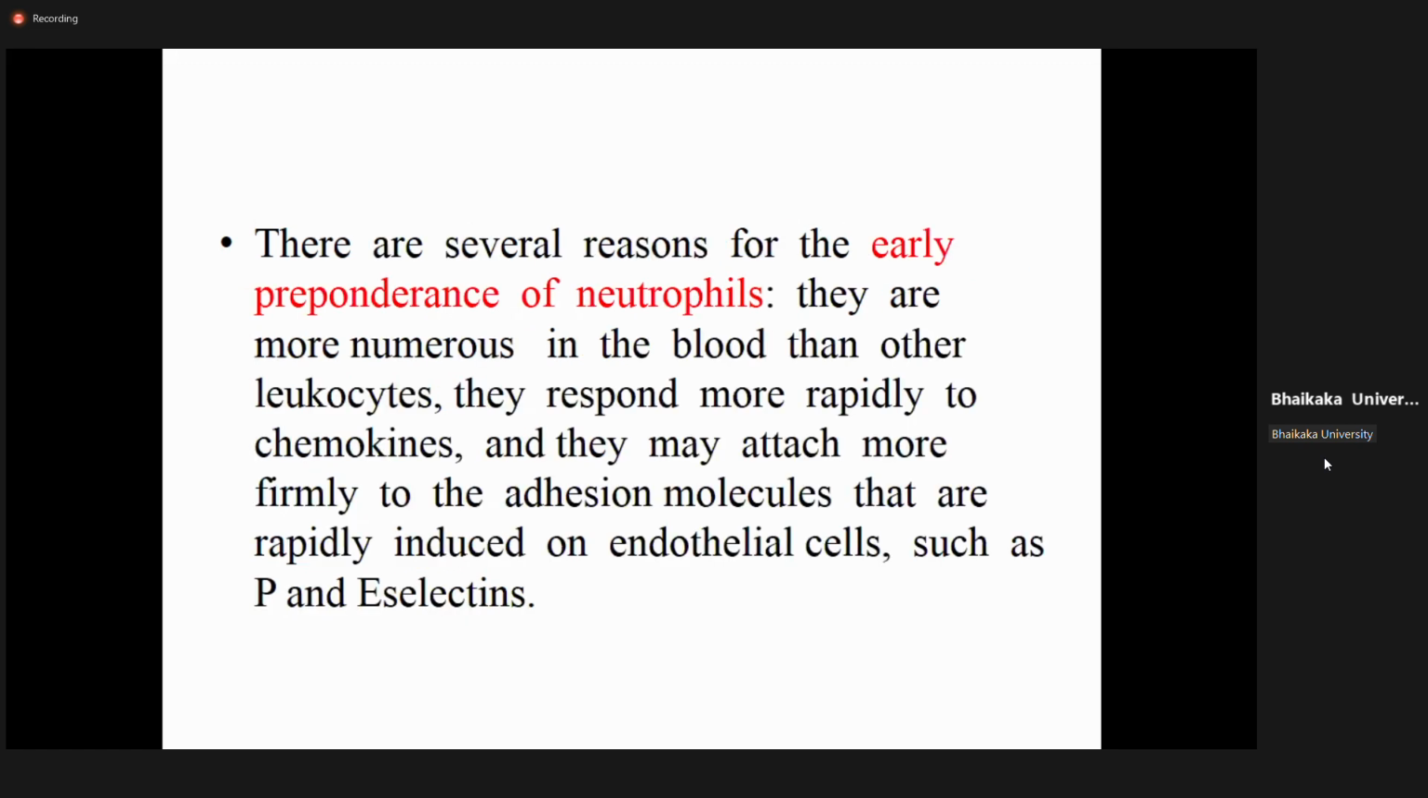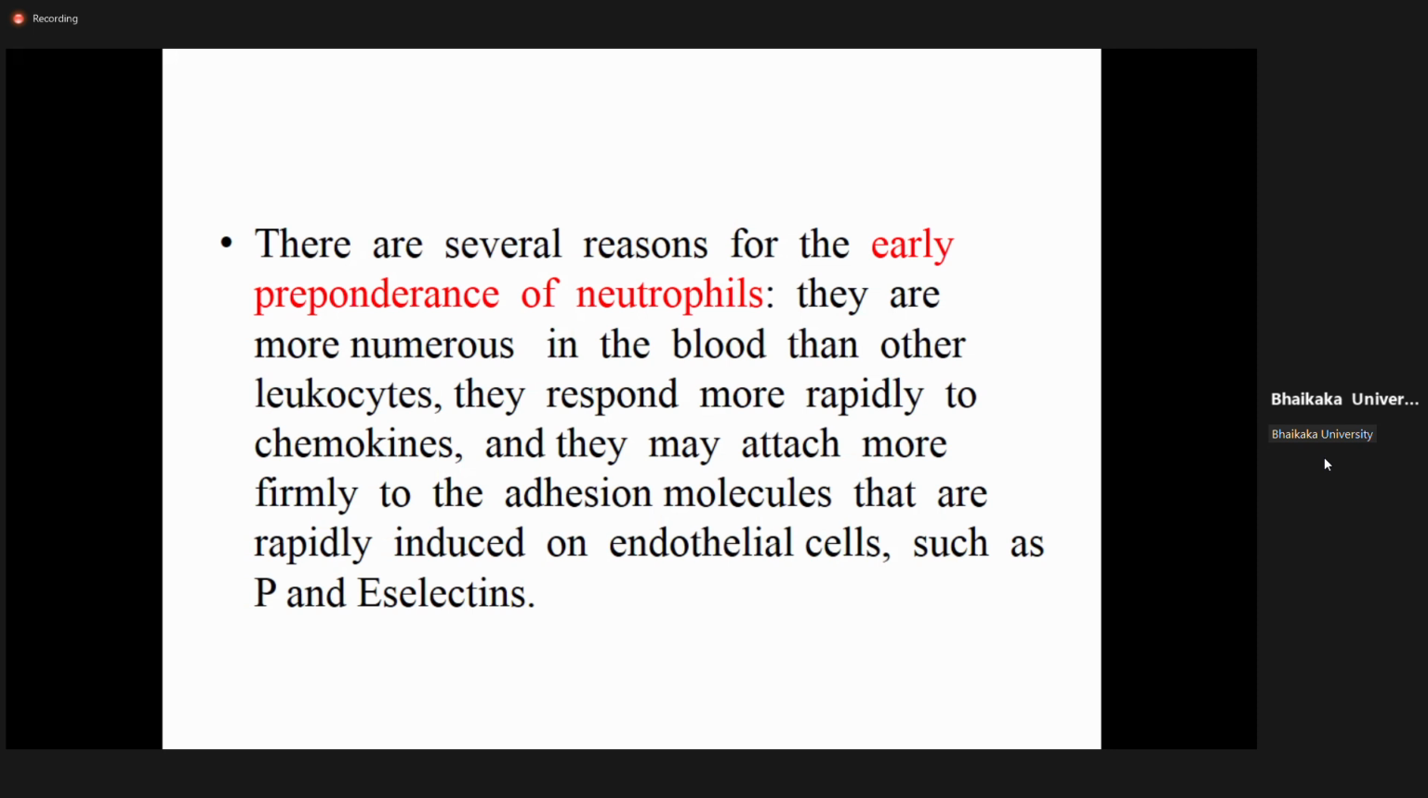In any given infection or injury, neutrophils are the first cells to arrive at the site of injury. There are certain reasons for that. One is neutrophils are more numerous in the blood than other leukocytes. During the differential count of blood, you must have seen neutrophils are about 70 to 75% in the blood. So that is one reason. Another reason is neutrophils respond more rapidly to the chemokines.